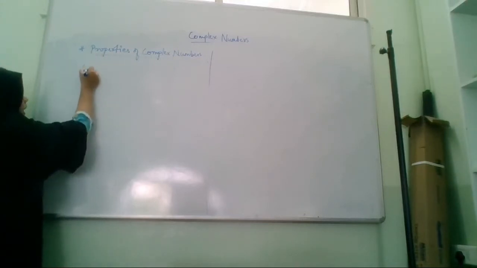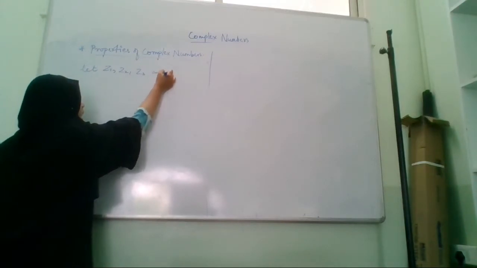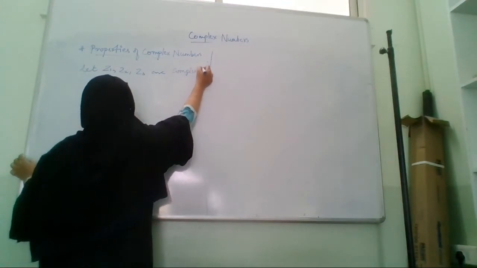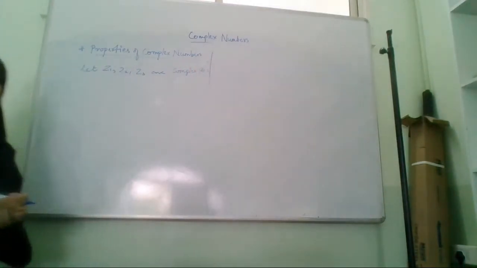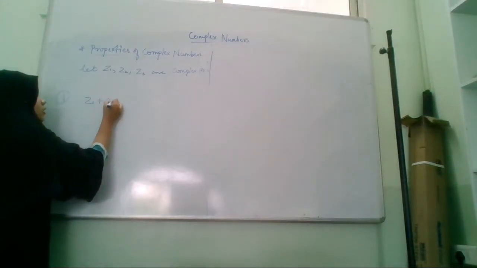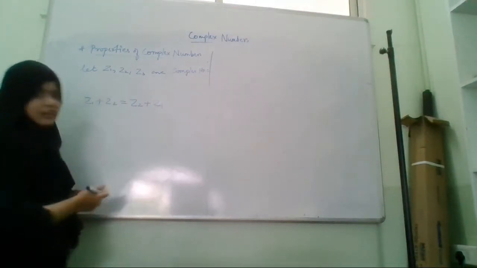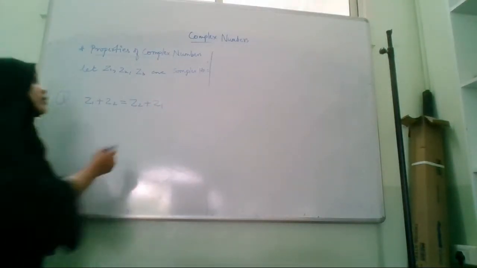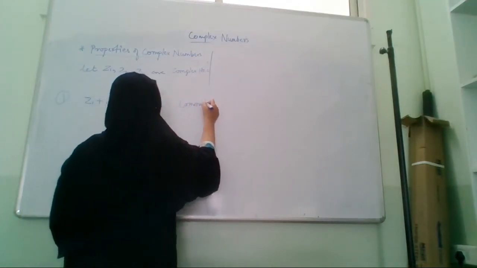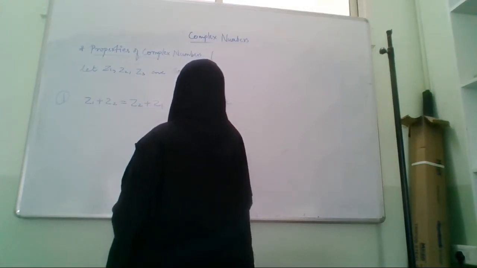So let Z1, Z2, Z3 be 3 complex numbers, right? So the first property is Z1 plus Z2 will be the same as Z2 plus Z1. And this property is called the commutative property.